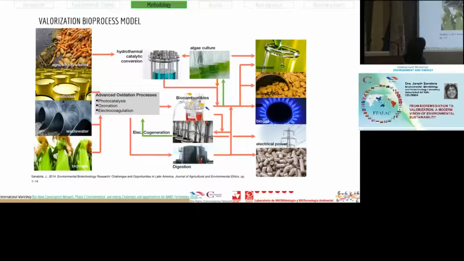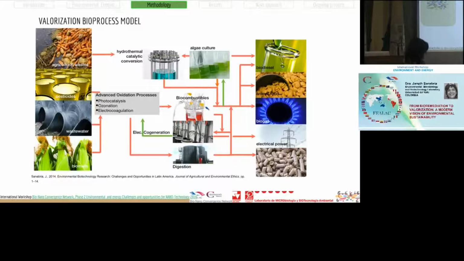This is the model that we work with, all of the research groups in my university. It is a complex model, and the interesting thing of this model, probably you know what we refer to as a biorefinery. The idea is to complement all of the biological processes that you could have in a biorefinery, not only for solid waste but also liquid and gas waste, with processes of advanced oxidation, adding the advantages of advanced oxidation, which are clean or less polluting processes, together with biological processes.